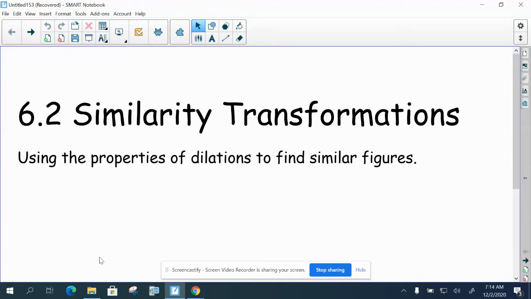Hi everyone, this is lesson 6.2 on similarity transformations. So today we are going to learn how to perform a dilation to find similar figures. That's what a similarity transformation is, because for a dilation, the side lengths are not preserved, so you would create proportional sides, but the angles are, so then you would create two similar figures.